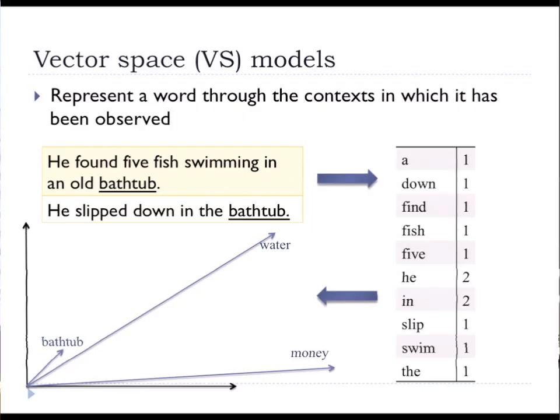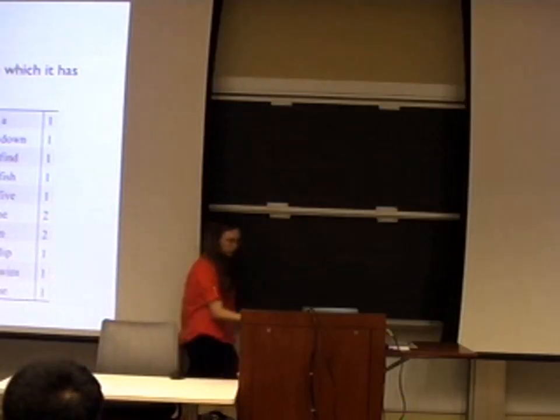What this gives us is that we can then represent words as points in a high-dimensional space where the dimensions stand for context words or other sorts of context items. Bathtub probably would be down here in this toy representation that's 2-dimensional. Water might be here. The word money may be down there.